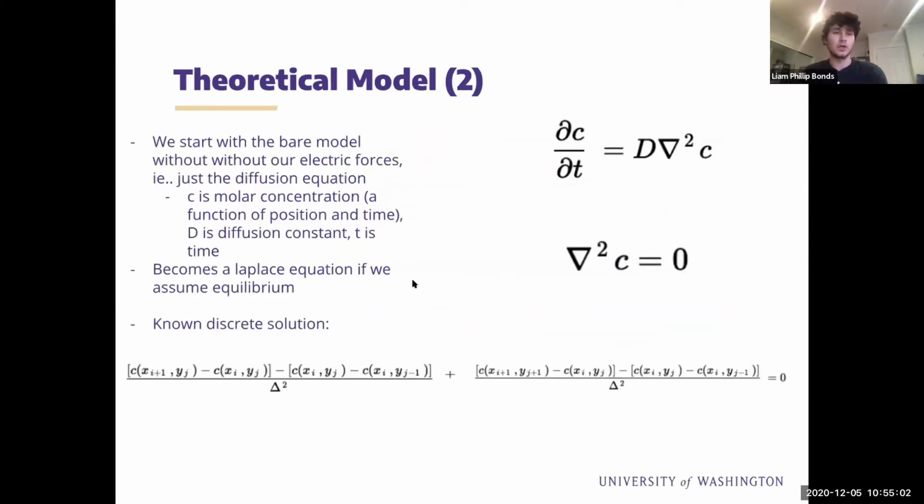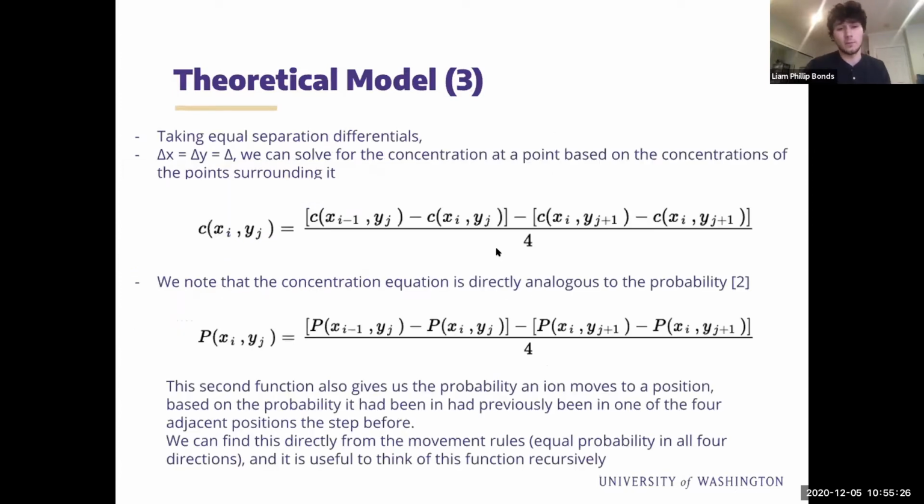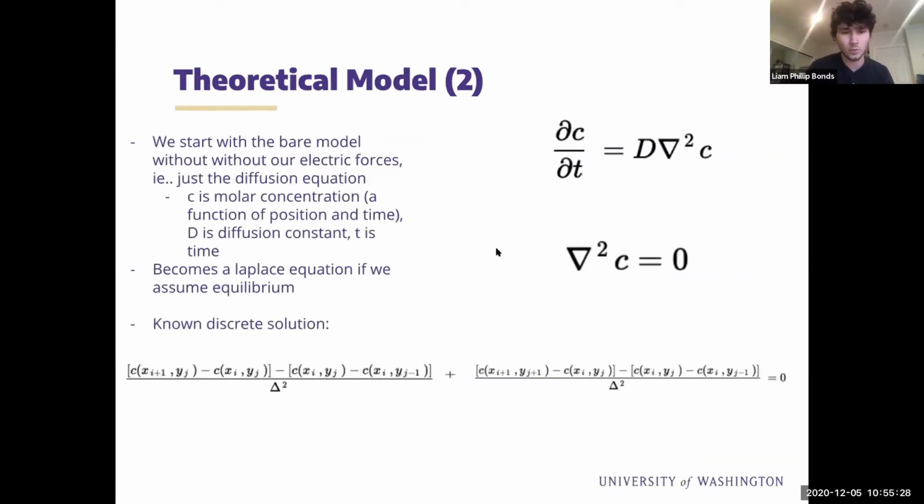And so the theoretical model starts out without electric forces, and it's just the diffusion equation, and it's assumed to be in equilibrium, so it becomes a Laplace equation. And this is modeled discretely because it's going to be a numeric model, and in the original paper they used it to do a program. We don't do that here because I don't know how to program. And so there's this large equation. It will simplify later.